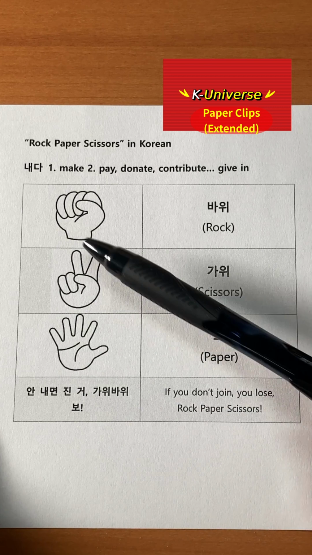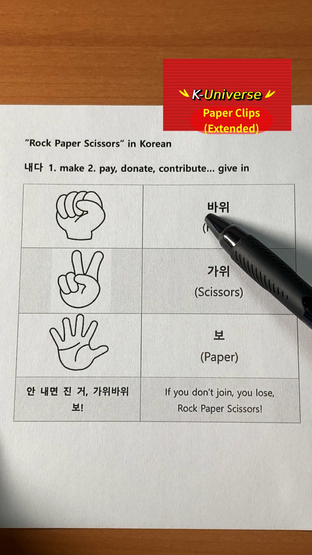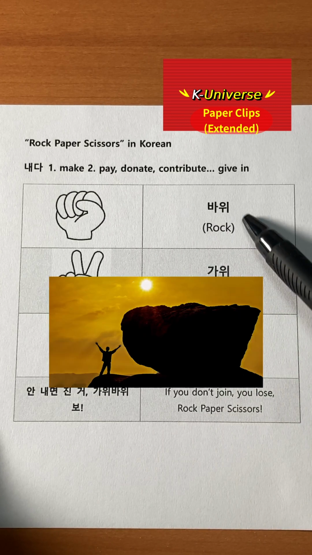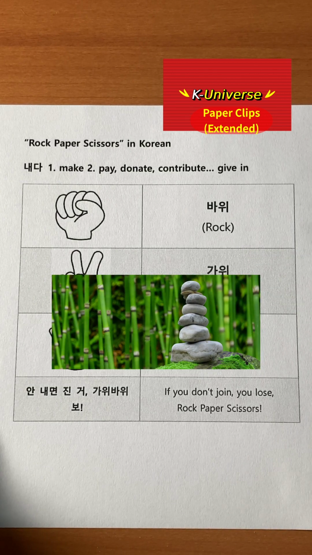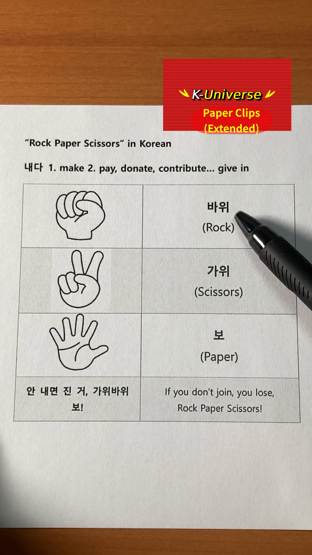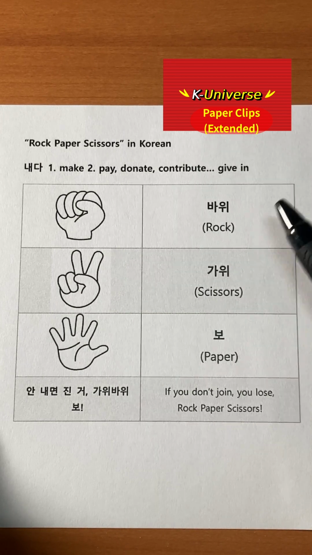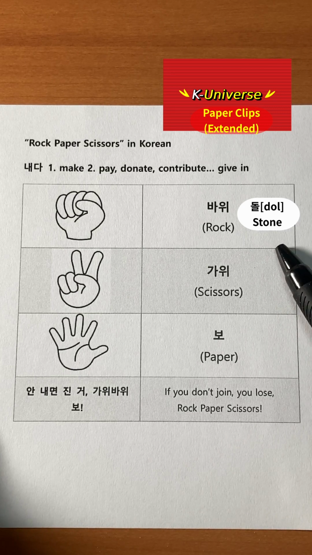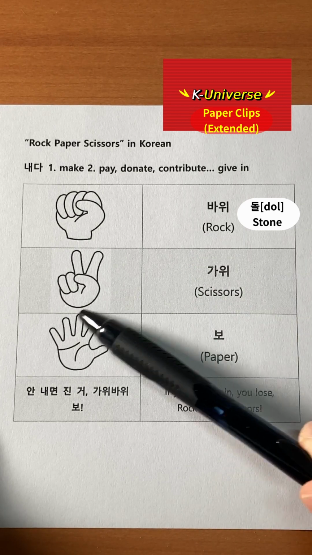So 내다. What is this? This is rock. In this case, we call it 바위. So 바위, rock. What about stone in Korean? The stone is smaller than rock, right? So we call it 바위 when it comes to rock. In terms of stone in English, we can call it 돌, just 돌. Don't forget this. 돌, 바위.